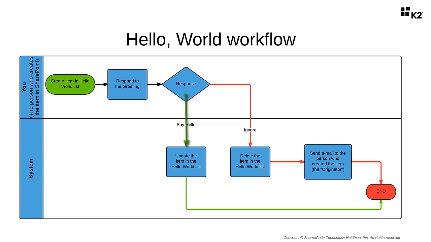If they choose to say hello, then K2 will run with that and automatically update a column named Response in the Hello World list with the originator's name and a greeting. Once the list item is updated on this path, the workflow will end. If they decide to choose Ignore, then we want to have K2 delete the list item from the Hello World list and consequently notify the originator with an email message that their response was ignored and deleted. After that step fires, the workflow will also end.